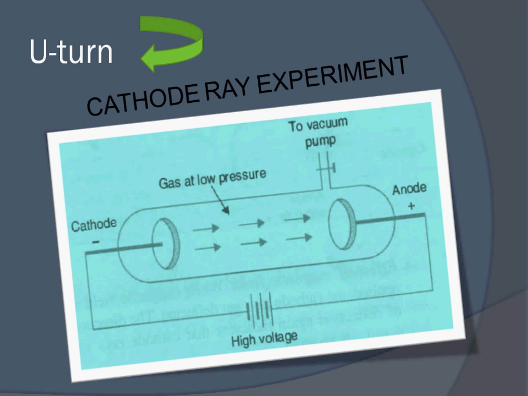The conclusion of this experiment was, first of all, the cathode rays consist of negatively charged particles. We call them electrons. Secondly, the negatively charged particles are an integral part of all atoms. That is, all atoms contain electrons. The electrons have both definite mass and definite electric charge, both of which are independent of the nature of the gas in the discharge tube.